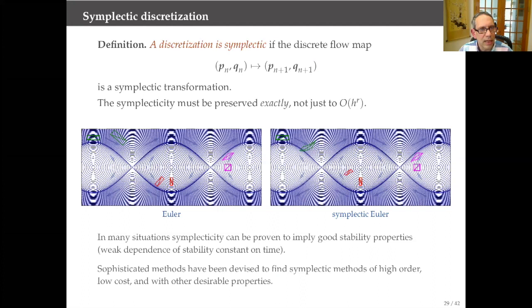Discretization is symplectic if the discrete flow map that takes you from time step n to time step n plus one preserves area in that way. Not approximately, not when the step size is small, but exactly. That's a symplectic method. And in many situations, symplectic methods can be proven to imply good stability properties, and therefore allow much longer, much more accurate computations than would a non-symplectic method. How do you find symplectic methods and how do you prove that they have these properties? Well, that's a lot of very deep mathematics.